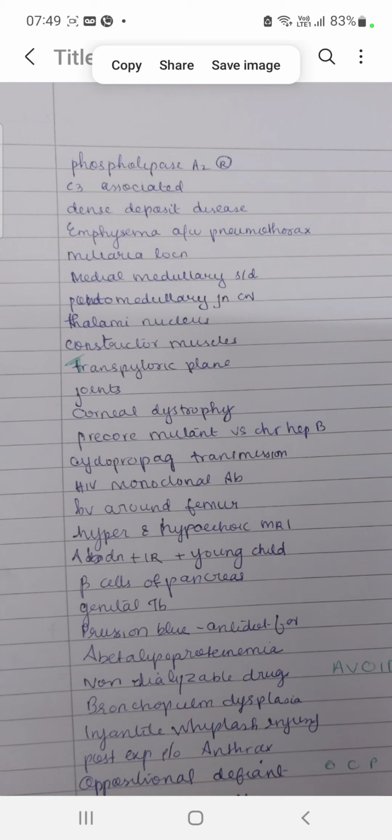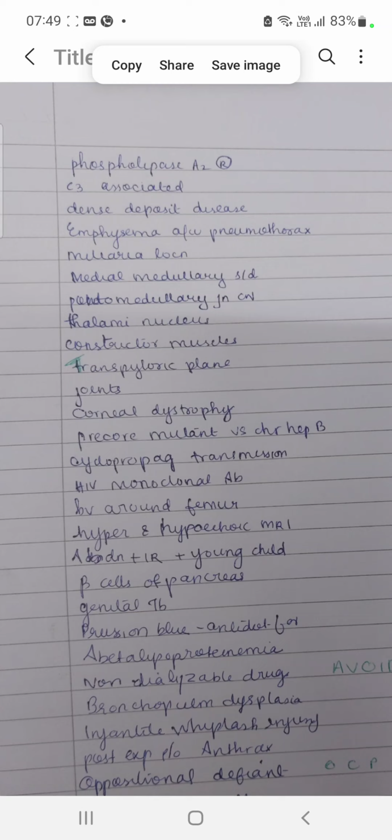Then constrictor muscles. Superior constrictor attaches to the pharyngobasilar raphe, middle constrictor to the hyoid, and inferior constrictor to the larynx. Then the transpyloric plane is T12.